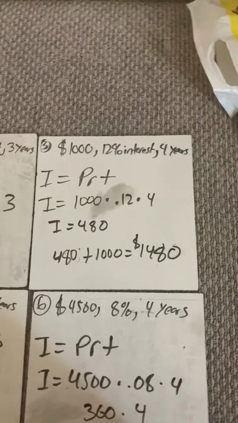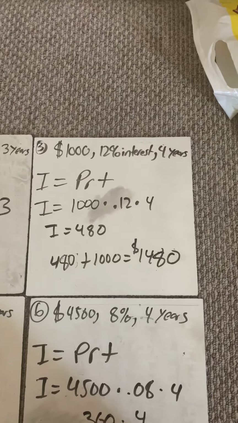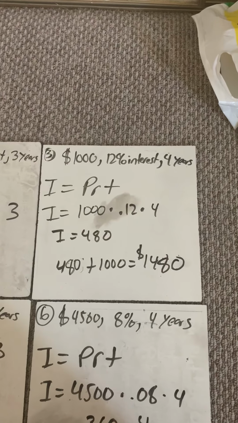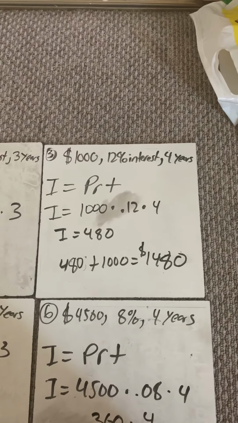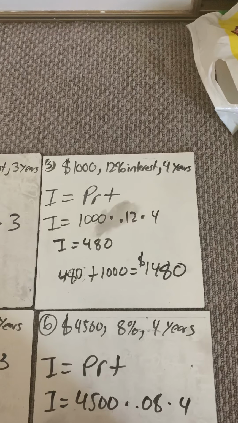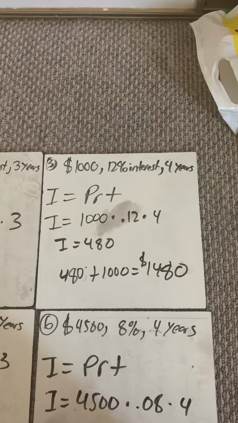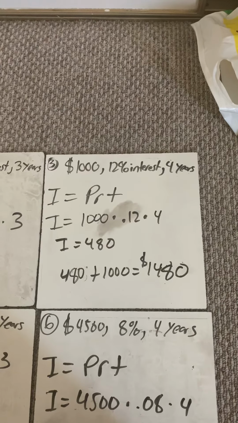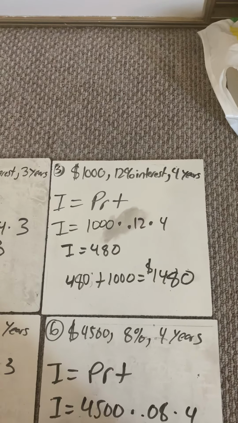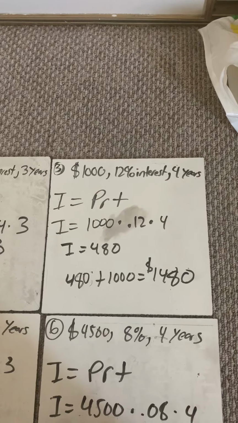Problem number 3 was the first time when I asked you to combine everything, and this time you and your friends are putting $1,000 into a bank account at 12% interest for 4 years. When we did this, the principal is $1,000. The interest was 12% for 4 years. 1,000 times 0.12 times 4 is 480.